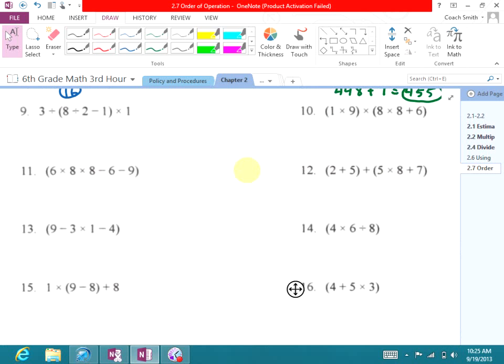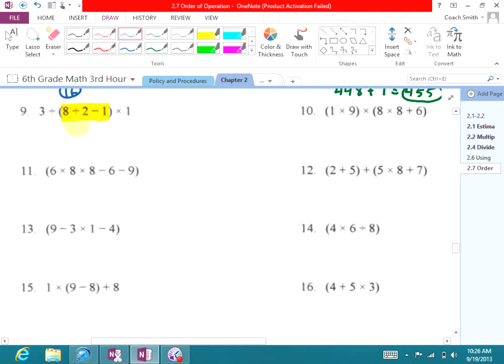Let's look at number 10. Well, actually, let's look at number 9. Number 9 gives us the parentheses, so I have to do the parentheses first. Okay? And so what do I have to do inside that parentheses first? Kennedy?